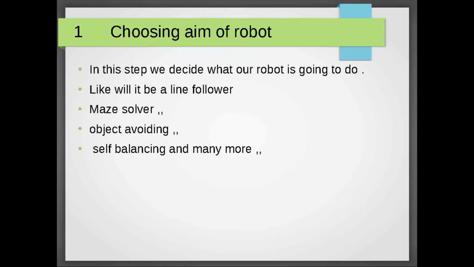Choosing aim of a robot. In this step, we decide what our robot is going to do. Like, will it be a line follower, maze solver, object avoiding robot, self-balancing, and there are many more aims for our robots.